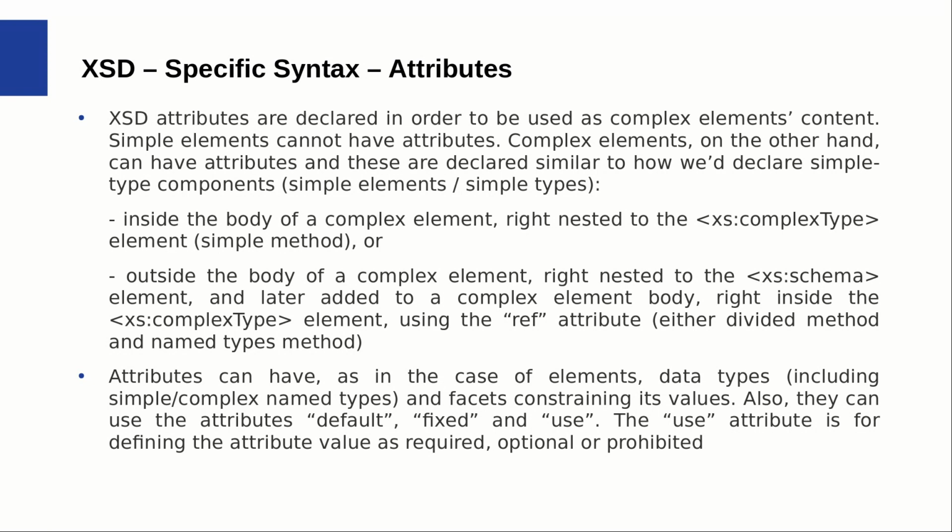As in the case of elements, attributes can have data types, including simple and complex named types, and facets constraining their values. Also, they can use the attributes default, fixed, and use. The use attribute is for defining the attribute value as required, optional, or prohibited.